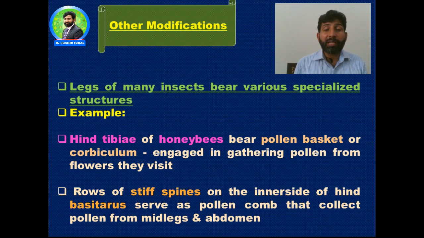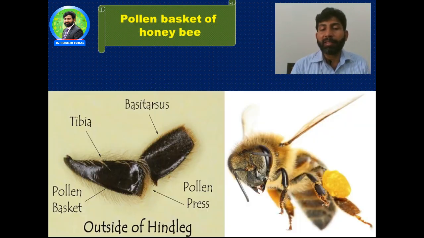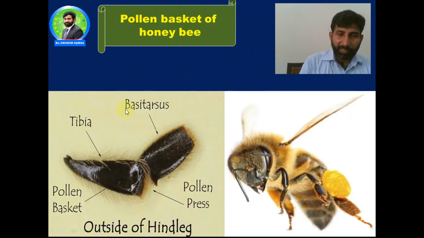These structures engage in gathering the pollen from flowers when they visit. And the row of stiff spines on the inner side of the hind basitarsus serves as a pollen comb that collects the pollen from the mid-leg and the abdomen. This pollen comb will collect the pollen from the mid-legs and the abdomen. This is represented as the basitarsus, this is the tibia, and this is the pollen basket. This is a pollen press represented here. This is the pollen basket which carries the pollen towards the hive.